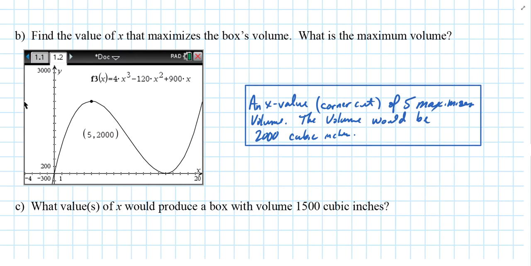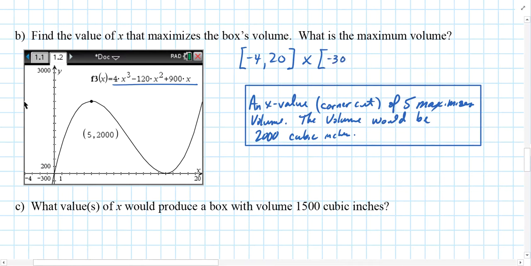So off screen I ran my TI Nspire and I did graph the function 4x cubed minus 120x squared plus 900x. I found that a window of -4 to 20 on the x-axis and -300 to 3000 on the y-axis was appropriate. That displayed this curve, and this point right here was found to be a local maximum. So that point occurred at the coordinate (5, 2000), with 5 being our x value, the size of the corner cut, and 2,000 being f of x, or in this case, V of x, volume based on x.